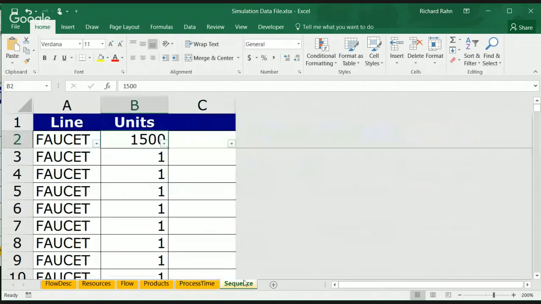Finally, last but not least, we have a sequence. So the sequence would be your production lineup. So we only have one product here. Again, this could be a mix of different products, but again, we're keeping it simple here. So I have this product called faucet, and again, I want to build 1,500 of these. I'm just putting a number in here, just so we don't run out of orders while we're running this model. Okay, so that's all we need.